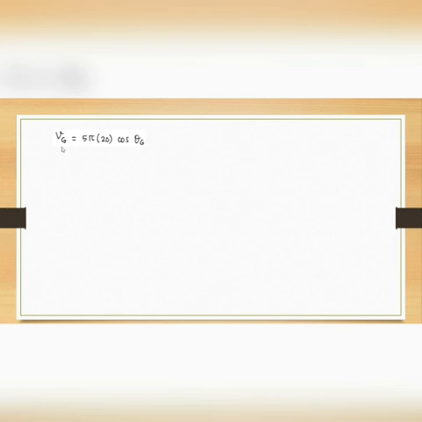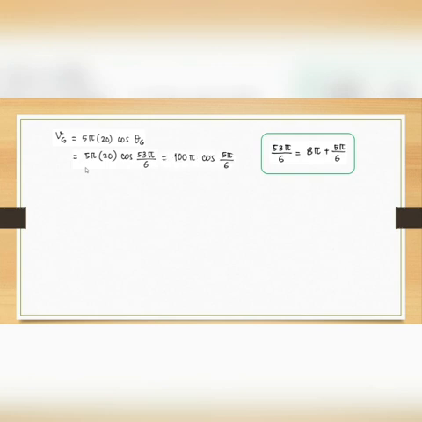The same with the oscillating speed at G. We will have omega A times the cosine of theta G, 5 pi times 20 times the cosine of 53 pi over 6, and 53 pi over 6 will be equal to 8 pi plus 5 pi over 6. So we can eliminate that 8 pi. Now we only have 5 pi times 20, 100 pi, times the cosine of 5 pi over 6. So that will give us minus 50 times the square root of 3 pi centimeter per second.